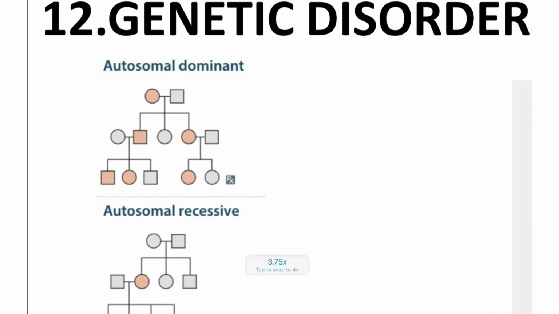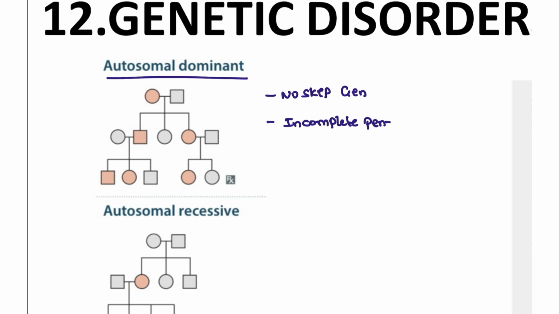So one by one you can recognize the genetic disorders. First, autosomal dominant, where there is no skip of the generation. All generations are involved in this patient, and it is associated with incomplete penetrance, and variability of the presentation is also seen.